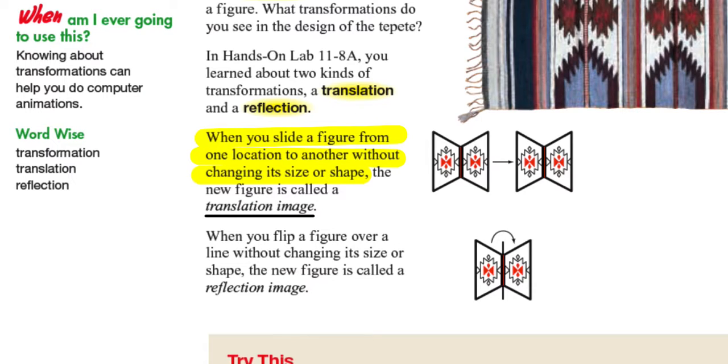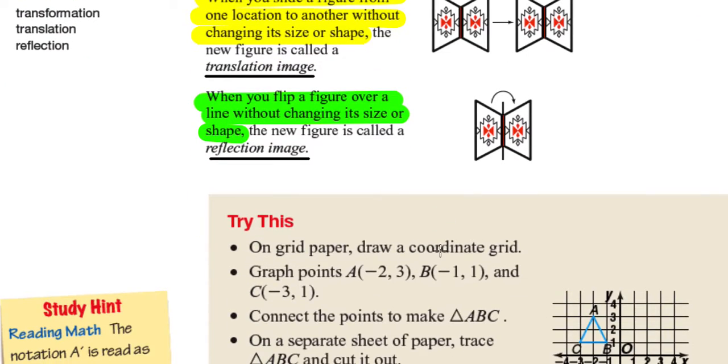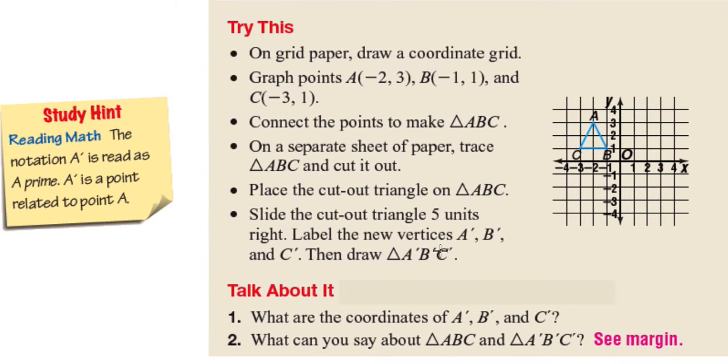When you flip a figure over a line without changing its size or shape, the new figure is called a reflection image. So the size and shape don't change. If you slide it, it's called a translation. When you flip it, it's called a reflection. There are other types of transformations, but these are the only two that we are going to talk about for today.